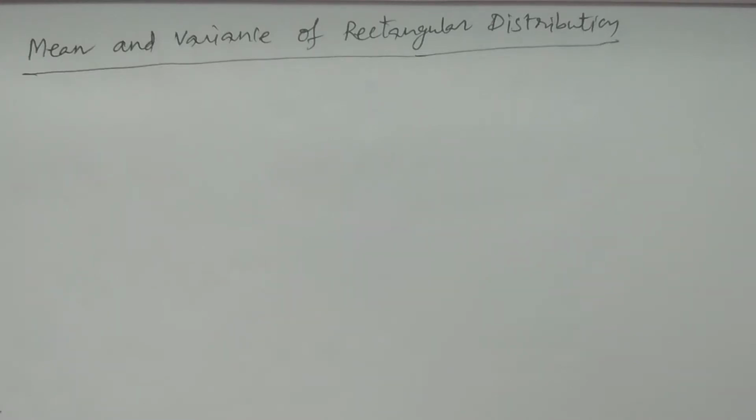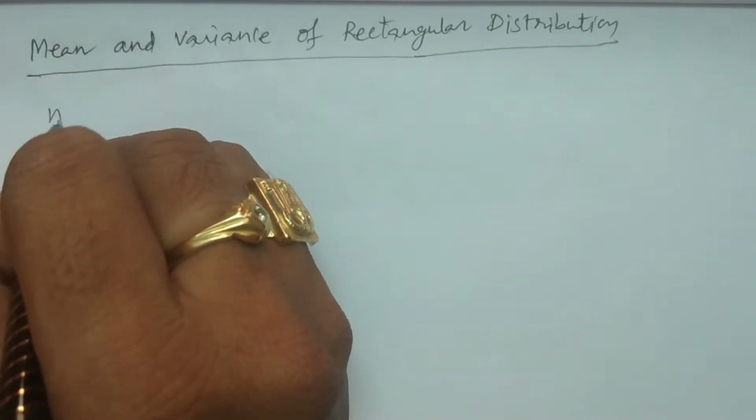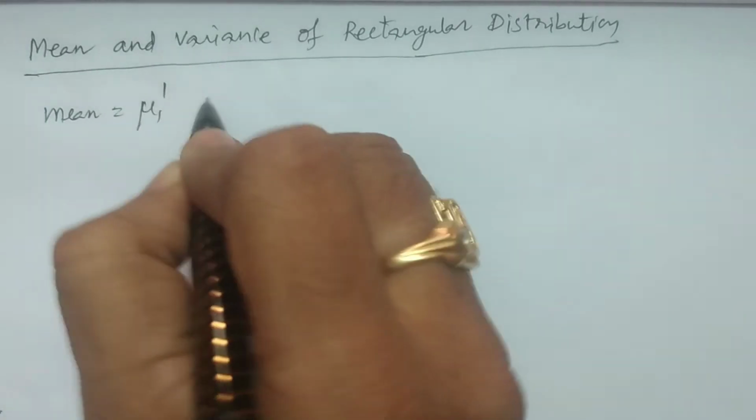In this lesson, I explain the mean and variance of the rectangular distribution. Already we have discussed that the rectangular distribution is also known as the uniform distribution. If you consider the mean of the rectangular distribution, we know it is the first moment about origin, that is mu1 dash.